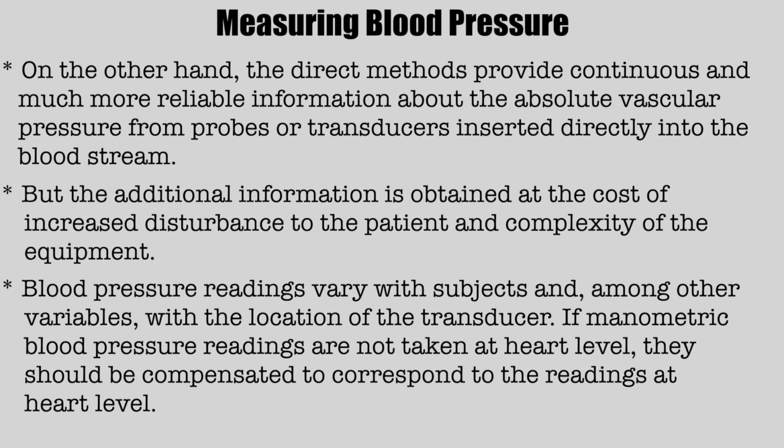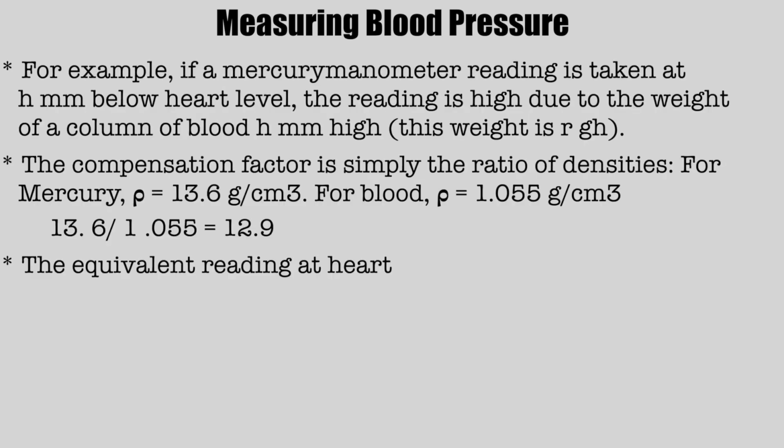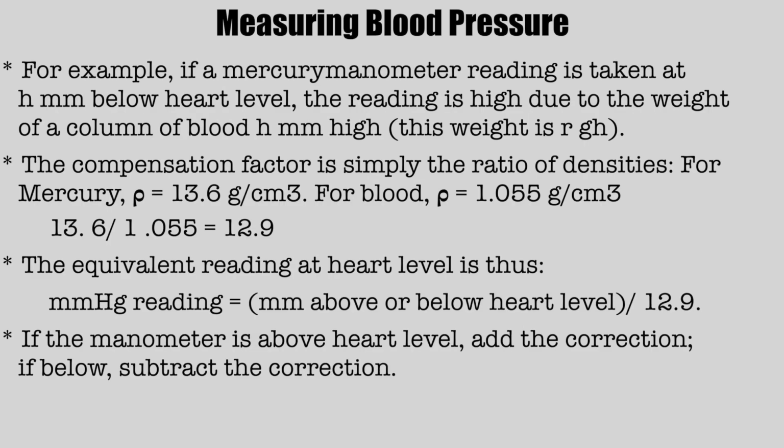Blood pressure readings vary with subjects and, among other variables, with the location of the transducer. If manometric blood pressure readings are not taken at heart level, they should be compensated to correspond to the readings at heart level. For example, if a mercury manometer reading is taken at h millimeter below heart level, the reading is high due to the weight of a column of blood h millimeter high. This weight is rho g h.